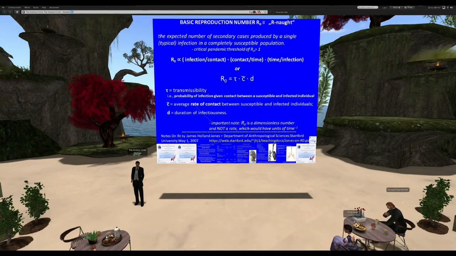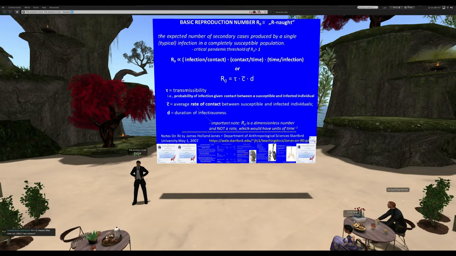If you do dimensional analysis of this equation, it helps simplify it for you. You look at the numerators and denominators cancel each other out, and R naught is a dimensionless value. It's a scalar with all the various units becoming one when multiplied together. Contact time, that's a rate, and time of infection, that's an inverse rate, but something per unit time is a rate. So sometimes people say basic reproduction rate, and that's the wrong term. R naught is a scalar that has that factored in. Anyway, that's an important concept.